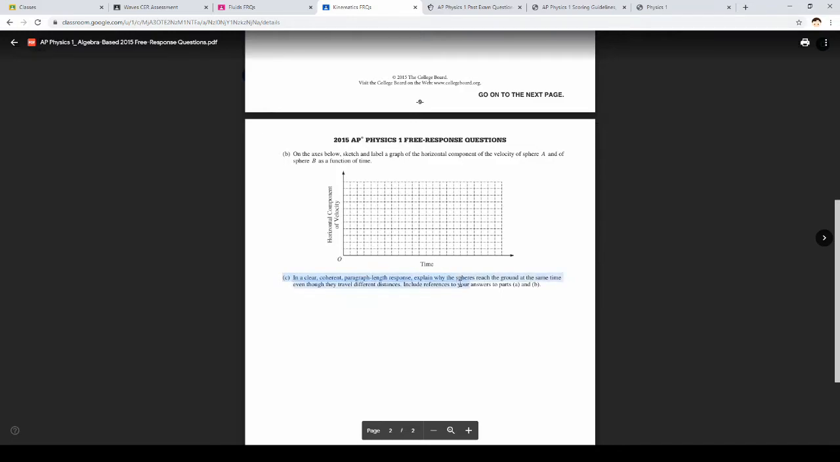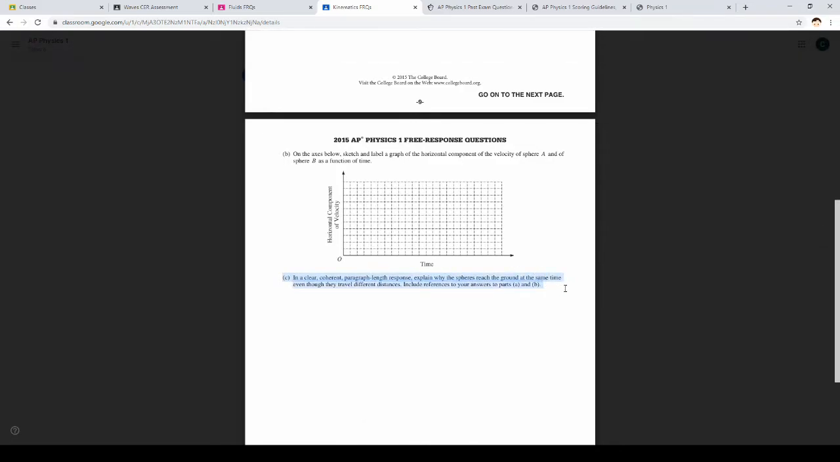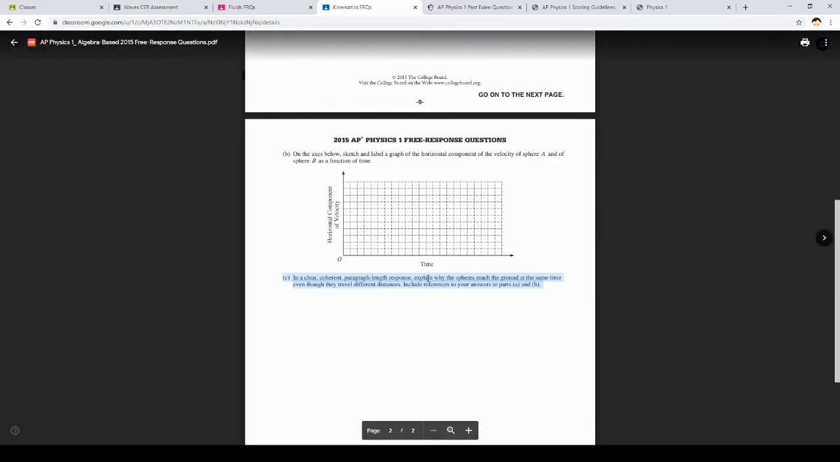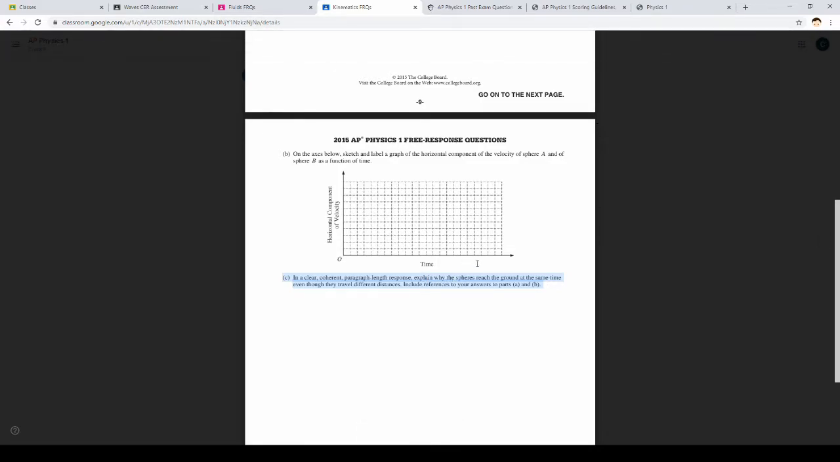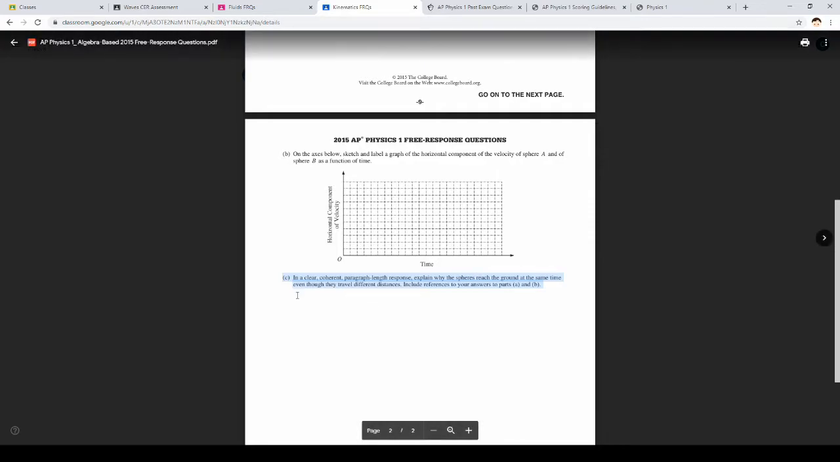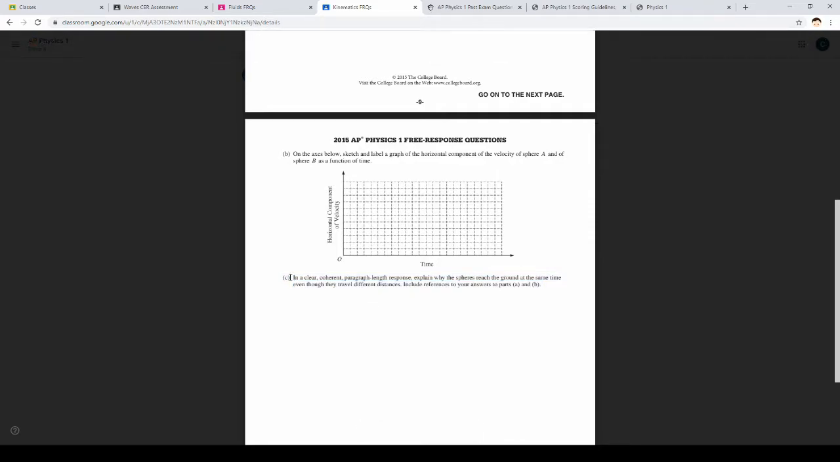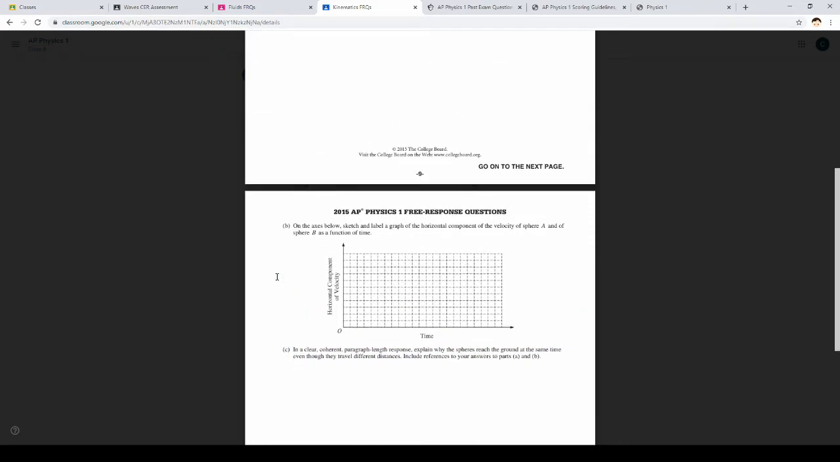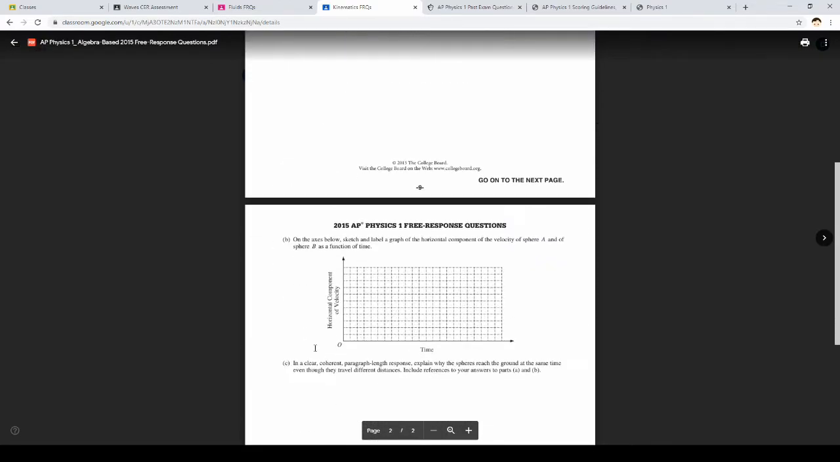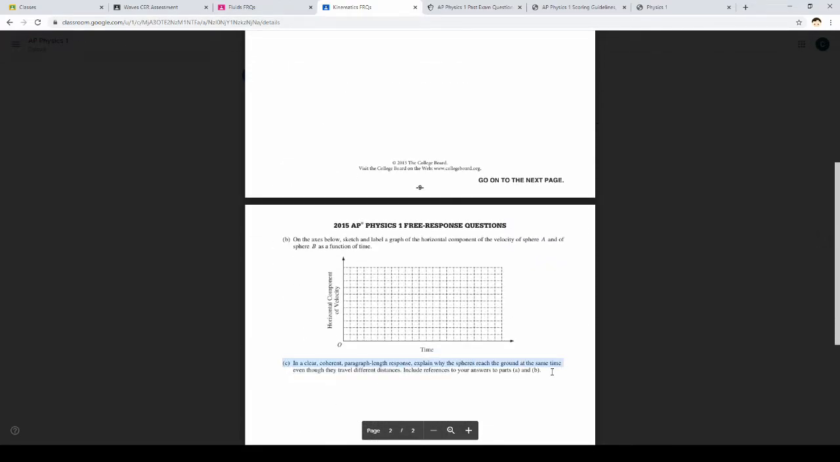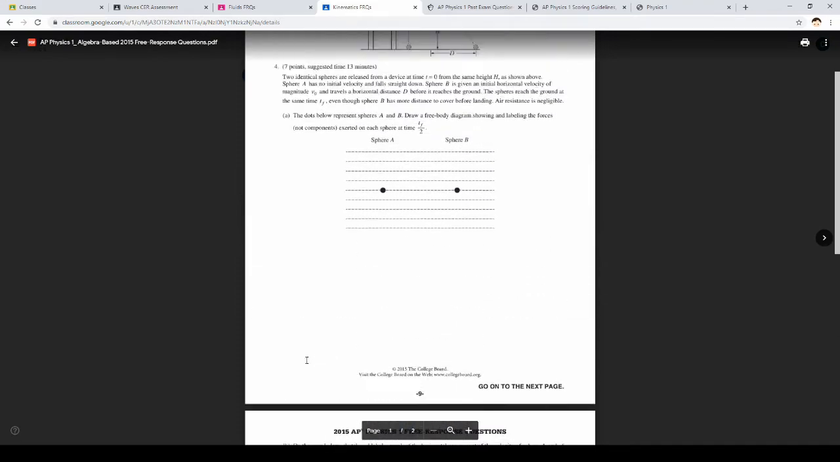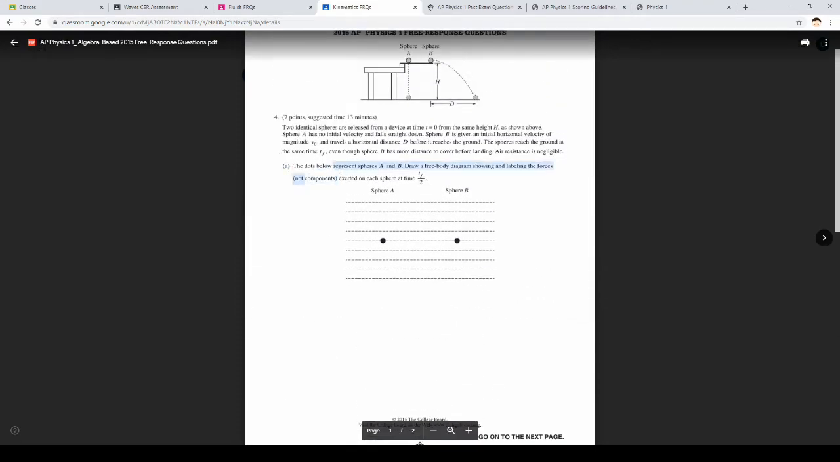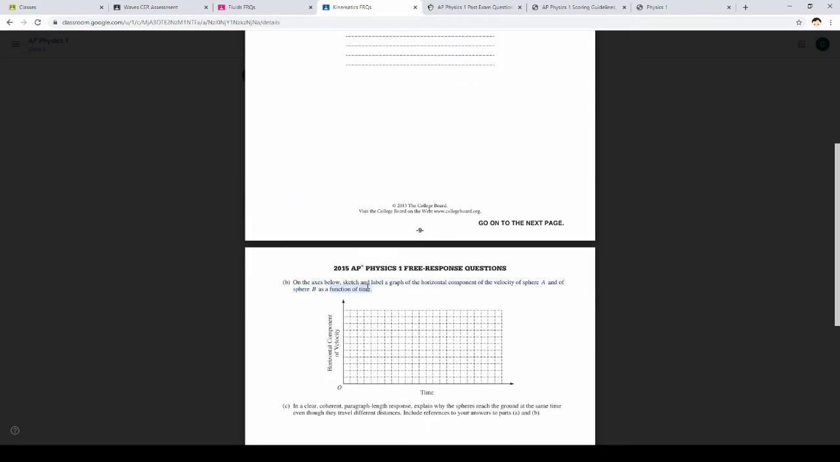And then in a clear, coherent paragraph length response, explain why the spheres reach the ground at the same time, even though they travel different distances. Include references to your answers in part A and B. Now that I've skimmed the entire question, I see that this is a paragraph question. Out of 7 points, 5 of those points are down here in the paragraph, which means I should not spend much of my time on the free body diagram or the sketch of the graph.